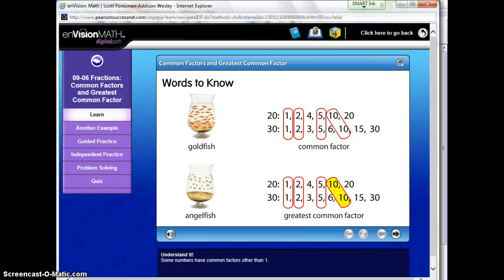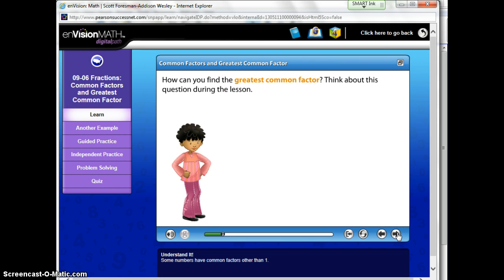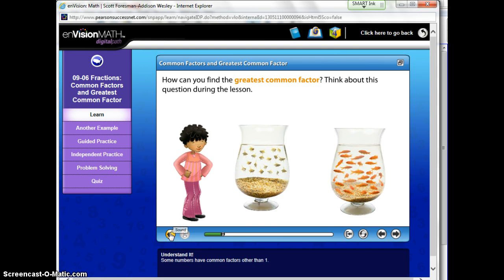Today we are focusing on factors of numbers, and in specific, the greatest common factor of two sets of numbers. So how can we find the greatest common factor of a number?